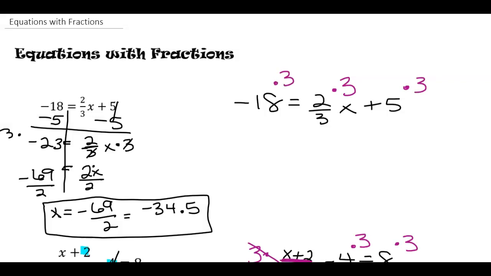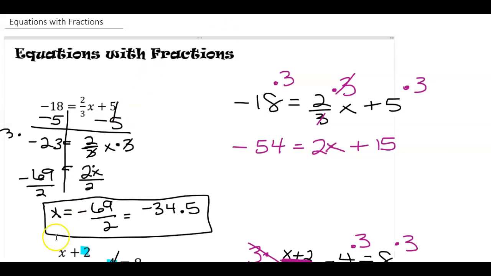So 18 times 3 is, what is that, 54? The 3's are gone there, plus 15. It looks different, but when you do your math, you're going to get the exact same answer. Okay? So you have to decide how you want to do the problems. But again, if you want to get rid of a fraction, you can get rid of it by multiplying. But you have to multiply everything. Okay? So we have some different examples. Today you're going to go ahead and spend some time practicing that.